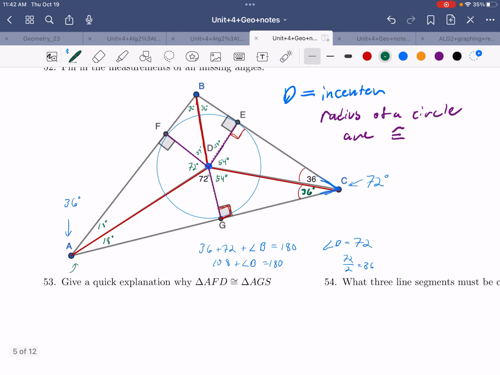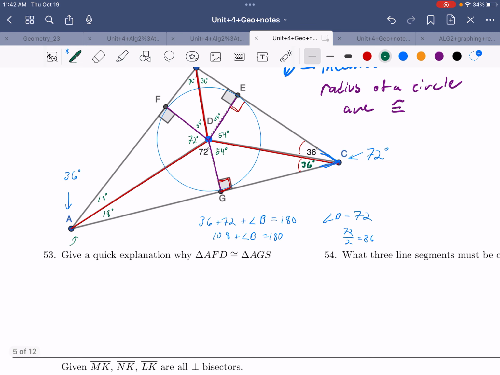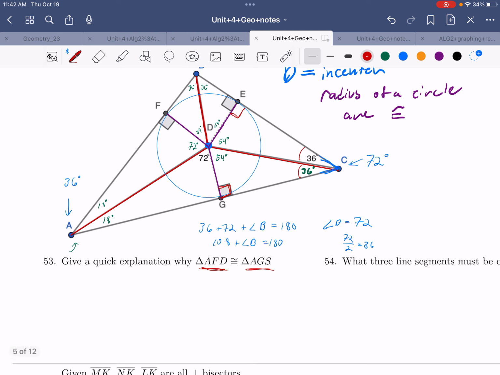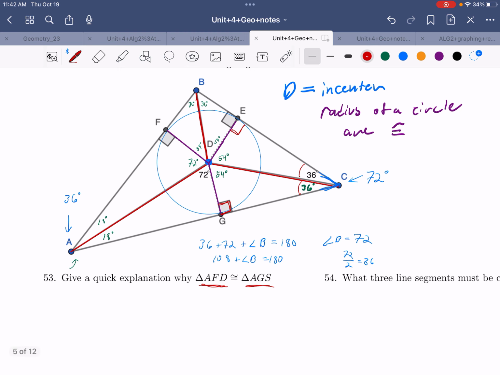Okay, let's go down. So that's how angle bisectors work, right? We can easily work our way all the way around the triangle, finding all of the missing angles. Give a quick explanation of why triangle AFD is congruent to triangle AGS. So that's actually the exact same explanation that I used over there, but let's just do it real quickly.